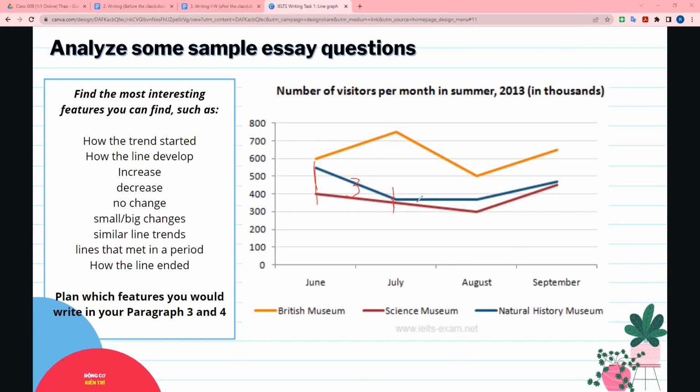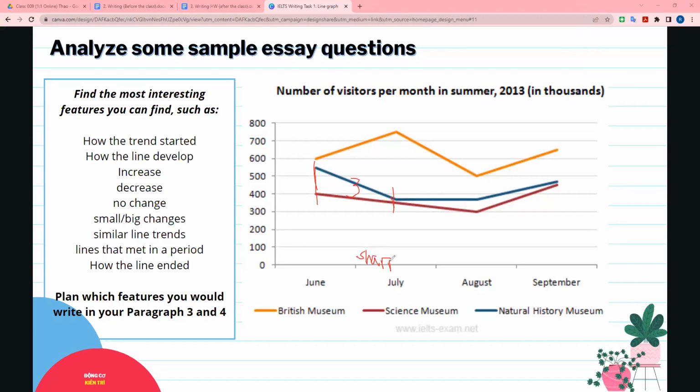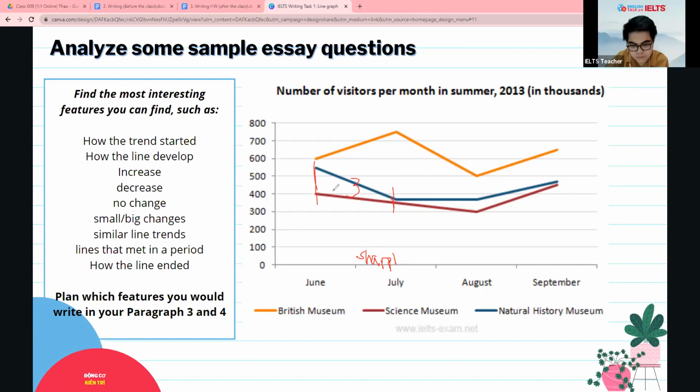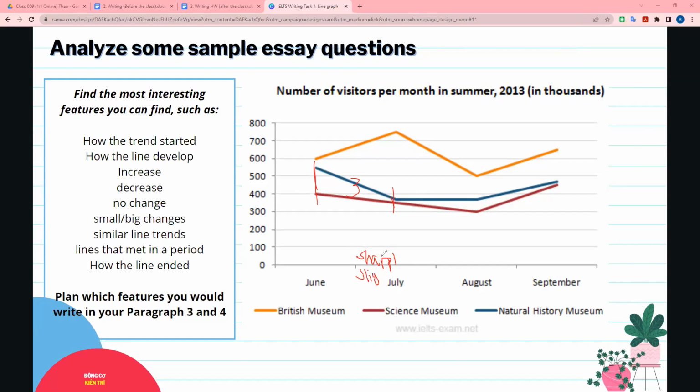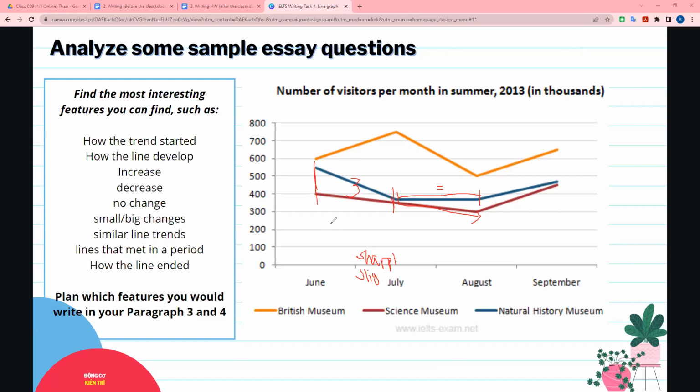The number of visitors of the Natural History Museum decreased sharply, while the Science Museum saw a slight drop. Okay, and then from July to August, the Natural History Museum still remained almost intact, while the Science Museum decreased. Continue to decrease. And then from August to September, both increased.